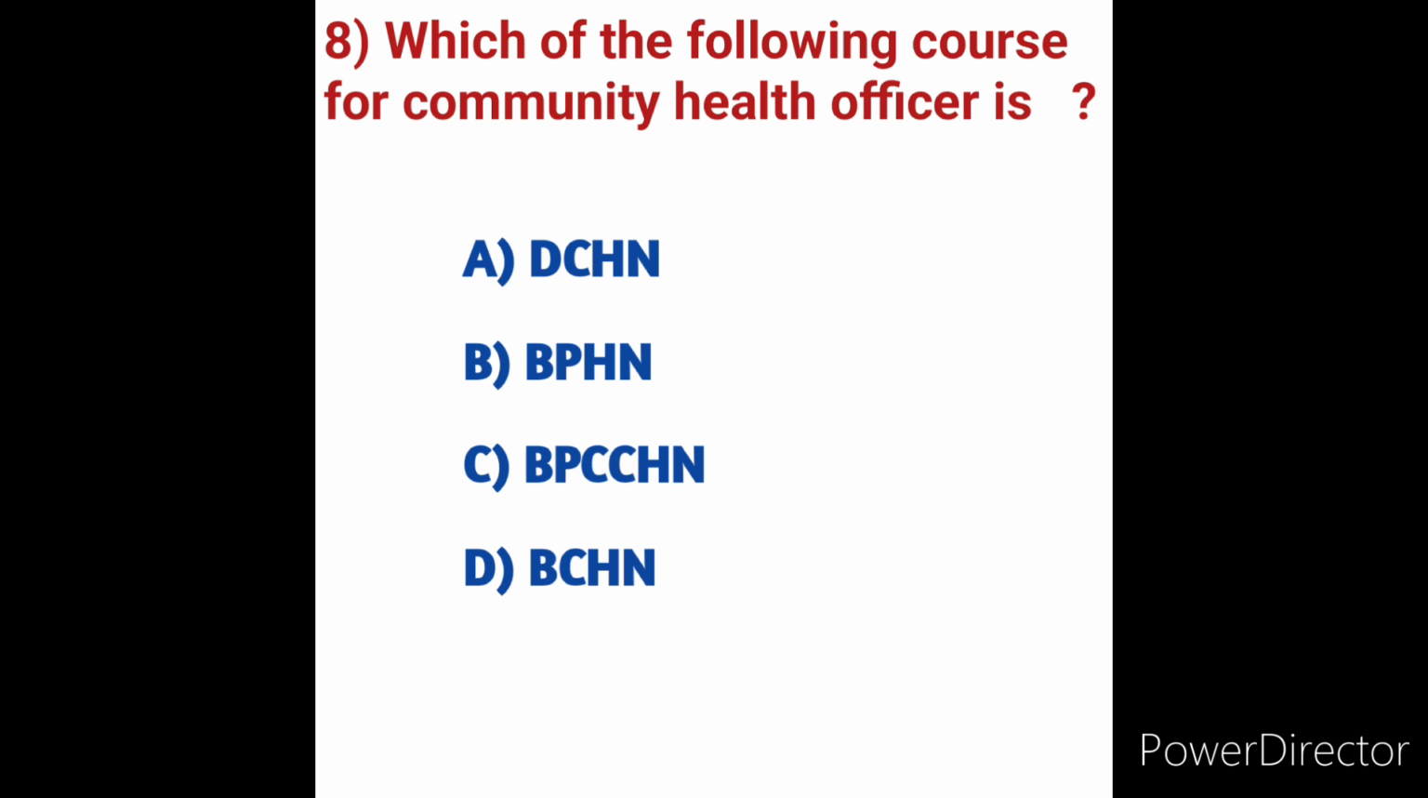Which of the following is the course for community health officer? From the options, which one is the course for community health officer? We will see here the options. Option A, DCHN. Option B, BPHN. Option C, BPCCHN. Option D, BCHN.